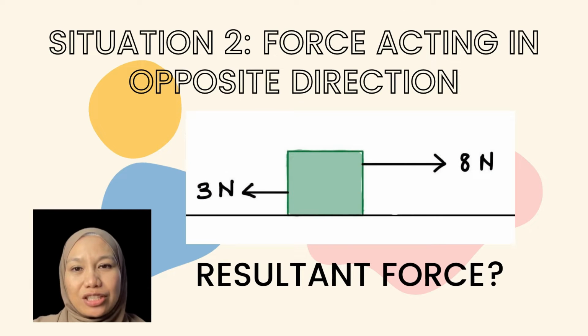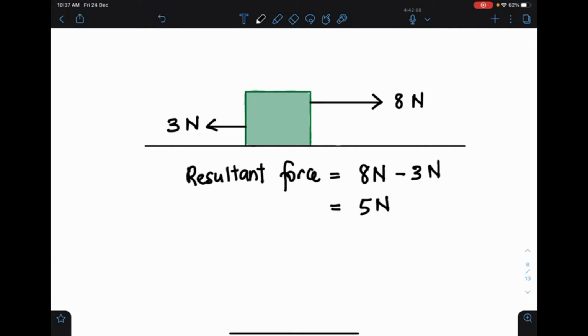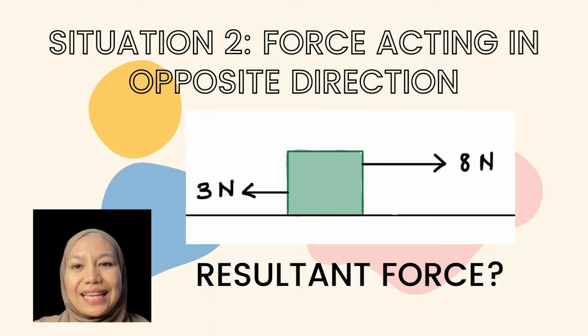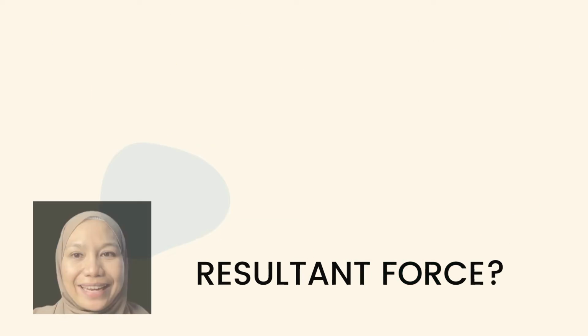Next, situation 2, force acting in an opposite direction. The resultant force in this situation is 8 Newton minus 3 Newton. The negative sign in 3 Newton is to show the direction of the force. The resultant force is, yes, 5 Newton to the right.